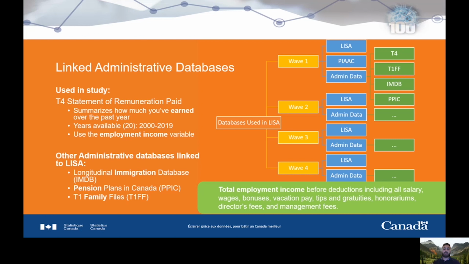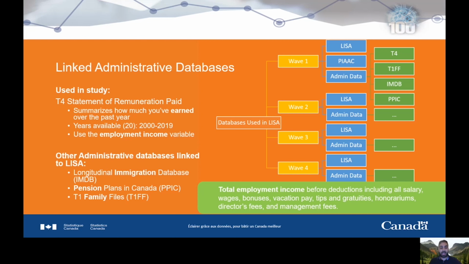In this study, we use the T4 tax slip database. If you're a salaried employee, essentially you must fill this out. It is essentially a summary of the employment earnings and deductions for the year. The years available for this tax slip are from 2000 to 2019. In this study, we use the employment income variable as the indicator to assess the change in employment income over time. We'll talk more about this in the methodology.